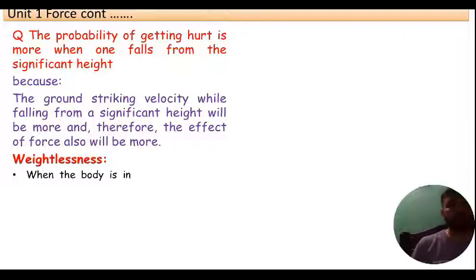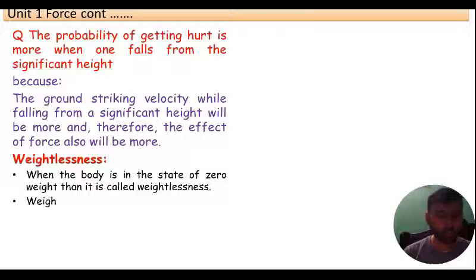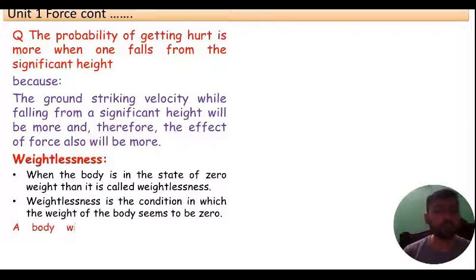When the body is in the state of zero weight, then it is called weightlessness. Weightlessness is the condition in which the weight of the body seems to be zero. Actually not zero, but it seems to be zero.